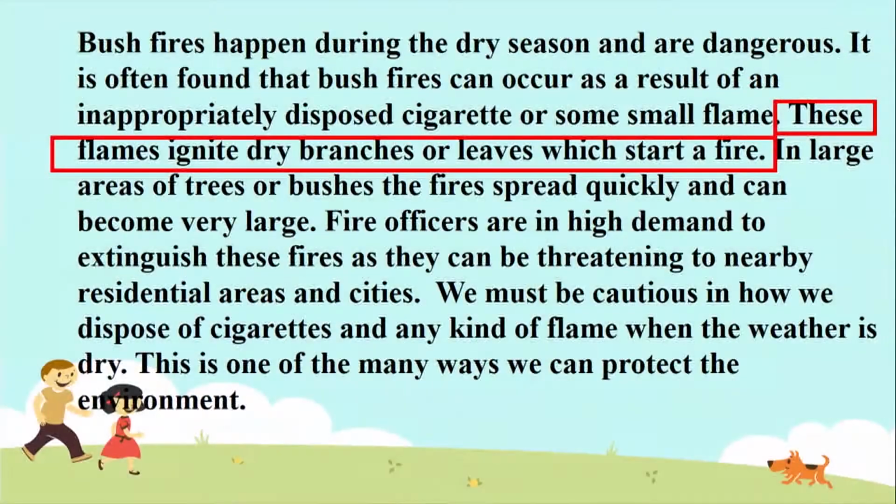So let's look. Bushfires happen during the dry season and are dangerous. Okay, that doesn't really talk about branches or leaves. It is often found that bushfires can occur as a result of an inappropriately disposed cigarette or some small flame. Again, cigarettes were not in that sentence. It spoke about a flame, but cigarettes were not there. In large areas of trees or bushes, the fires spread quickly and can become very large. Now I'm at a third sentence, and none of these 3 sentences really showed support.